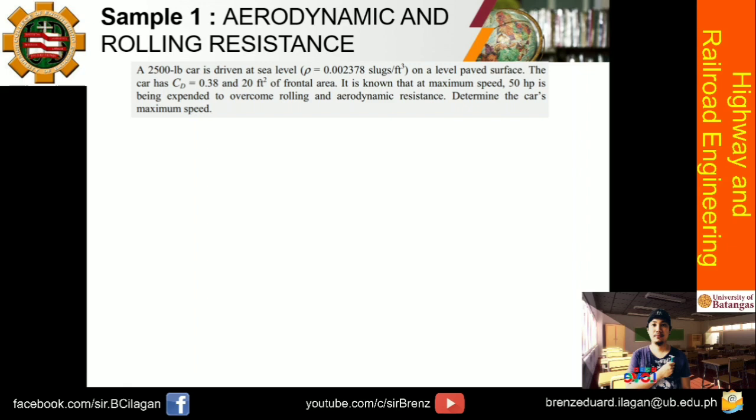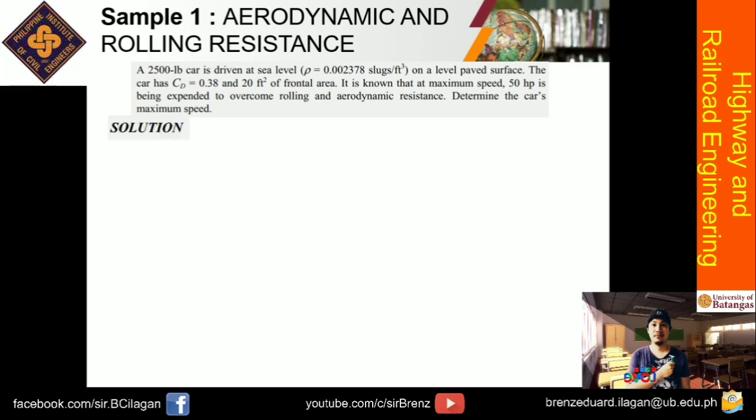The car has a value of C sub D, which is equal to 0.38 and a frontal area of 20 feet squared. It is known that at maximum speed, 50 horsepower is being expended to overcome rolling and aerodynamic resistance. So we need to find or determine the car's maximum speed.